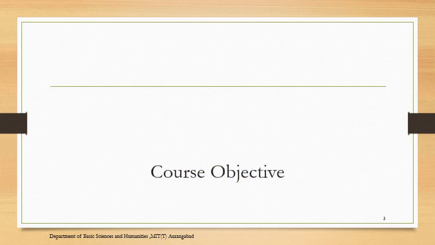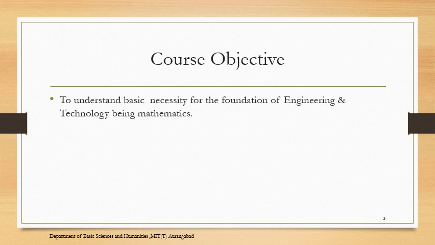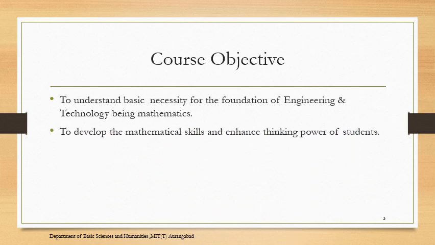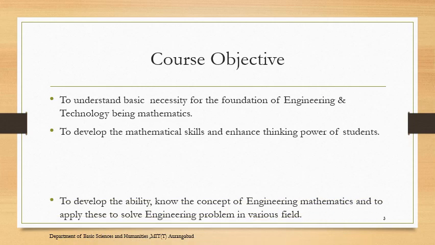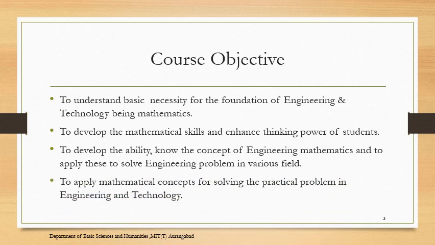First of all, we have to discuss the different objectives of the course. First objective is to understand the basic necessity for the foundation of engineering and technology, being mathematics. Second one is to develop the mathematical skill and enhance thinking power of students. Third, to develop the ability to know the concepts of engineering mathematics and to apply them to solve engineering problems in various fields. Fourth one is to apply mathematical concepts for solving practical problems in engineering.